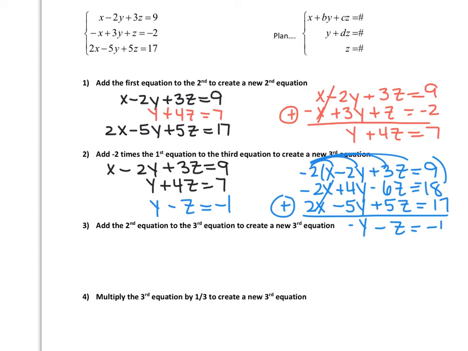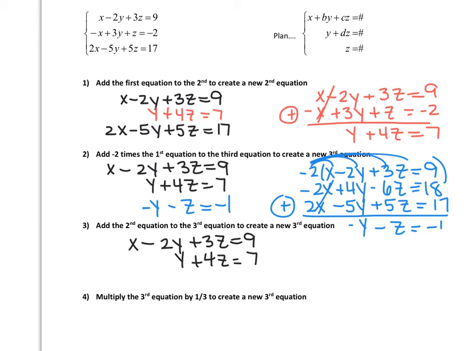Now the last thing I need to do is eliminate this y value. So I'm going to add the second equation to the third equation to create a new third. So I'm going to put a negative there. Sorry, I forgot it. So again, I'm going to add the second equation to the third equation to get a new third equation. So I'm going to leave the first equation as is, and I'm not going to touch anything. I'm going to leave the second equation as is. I'm not going to touch anything.